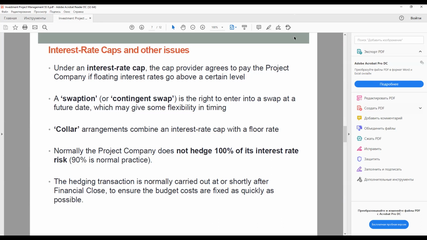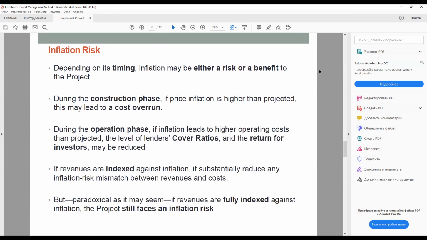So that's all for the interest rate. And we have another type of risk, an inflation risk. Depending on its timing, inflation may be either a risk or a benefit to the project company. During the construction phase, if price inflation is higher than projected, this may lead to a cost overrun.